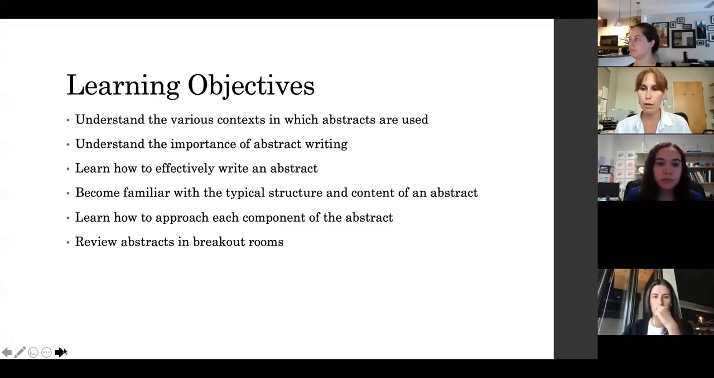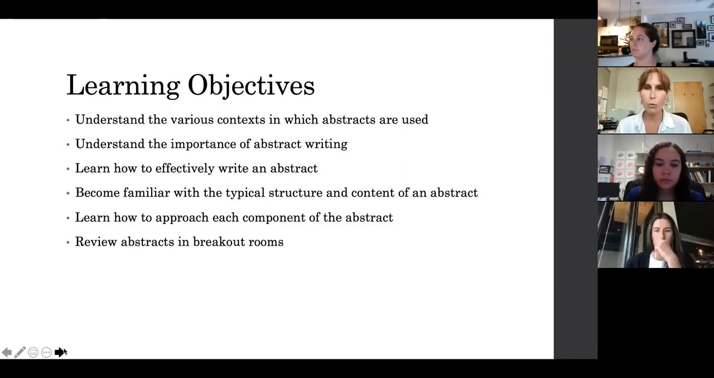Some of you will have brought with you, hopefully, the abstract that you have written for the upcoming Summer Student Research Day. So we would like you to apply the knowledge that you learned today and edit your abstract with your group. Okay, so this is a great opportunity for you to apply what you learn and get feedback on your abstract before you submit it in a few days.